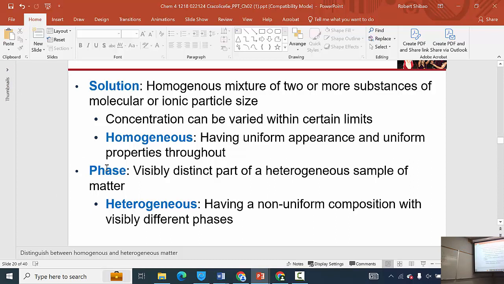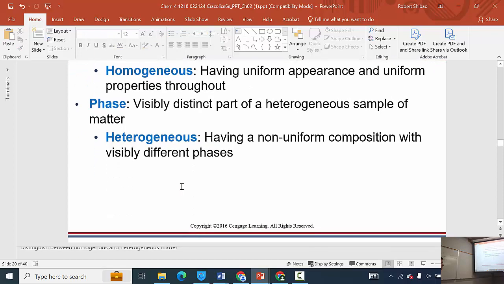Is a phase part of homogeneous? Homogeneous has a single phase. Heterogeneous has multiple phases. A phase is like solid, liquid, gas. And so, let's take a look at an example.